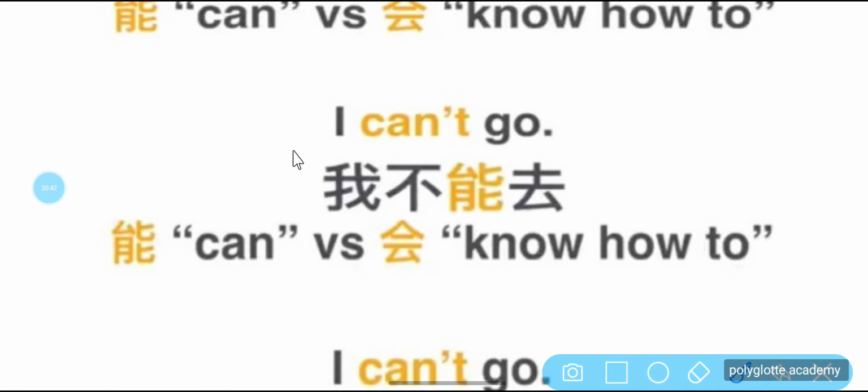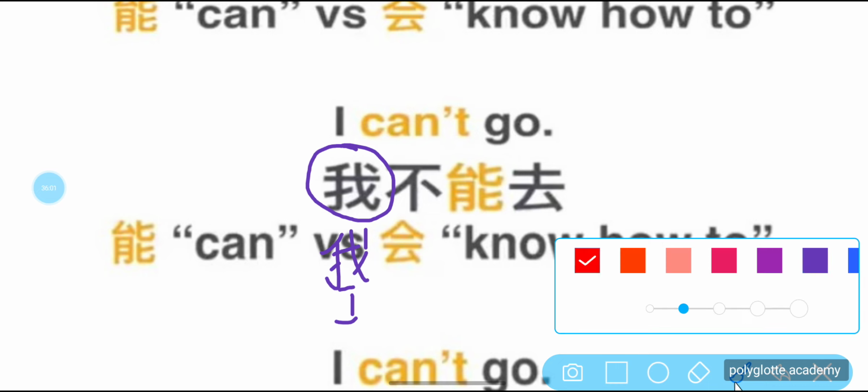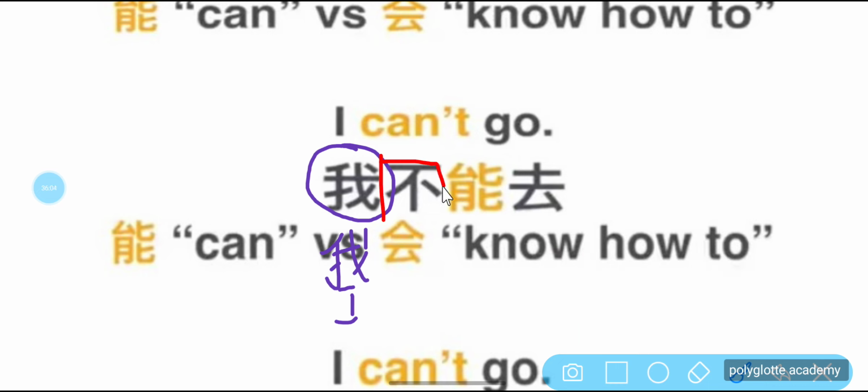So in our next sentence, this is what we have. Wo, which means I. And pu, we've seen that. Pu, which is a negation of present and future of verbs or future tense. So we have pu, which means not or don't.